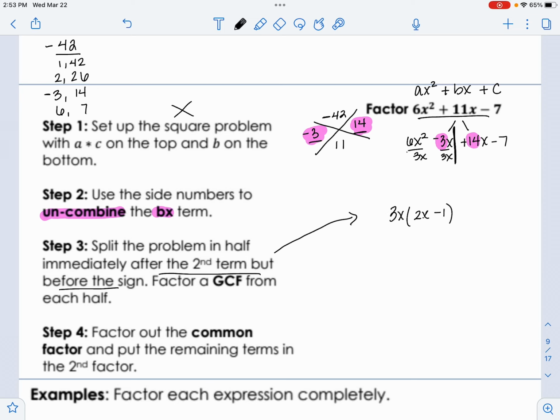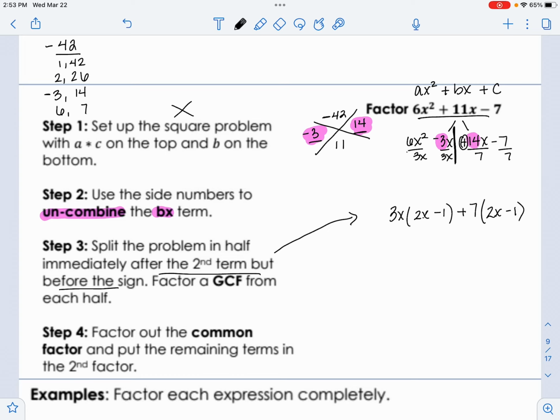Greatest common factor, we're going to do that again on the other side of the bar. So 14x and negative 7. The greatest common factor of 14x and negative 7, we always bring down whatever this sign is. So if it's positive, we're going to factor out a positive number. So we're going to factor out positive 7. And when we factor out positive 7, so we're going to divide by 7, the GCF, we get 2x minus 1.